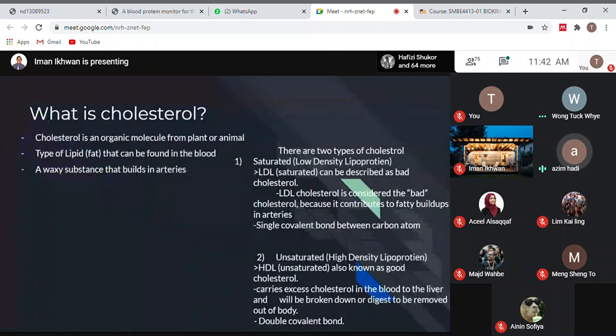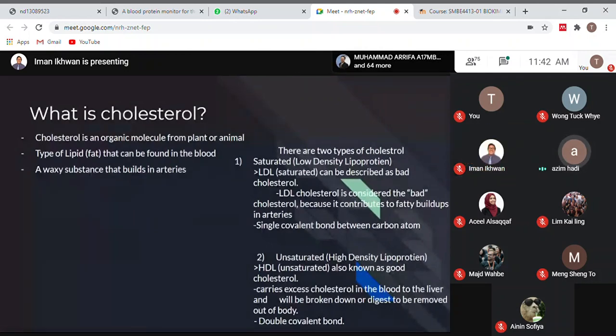Cholesterol is an organic molecule from a plant or animal. It is a type of lipid, which is fat, in an easier language to tell others. It is a fat that can be found in the blood. It is a waxy substance that can be built up in our arteries. There are two types of cholesterol, which are saturated and unsaturated.